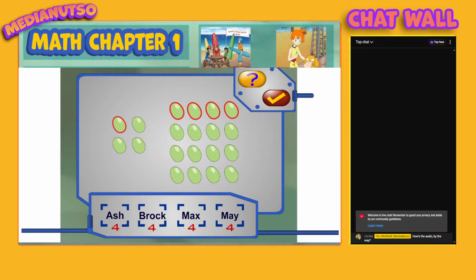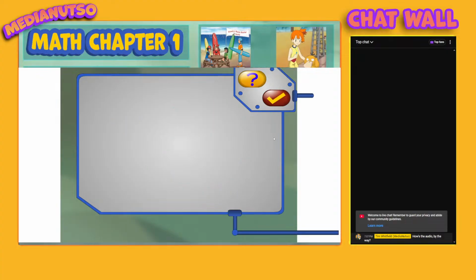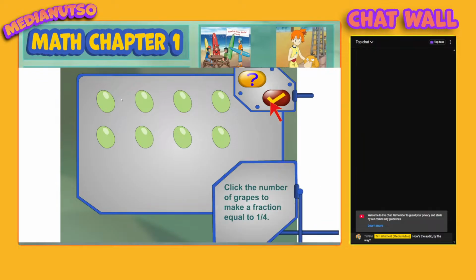If we had 4 grapes for 4 people, we would each get 1 grape. What if we had 8 grapes? Click the number of grapes that each person would get showing an equivalent fraction. Then, click the check button. For help, click the hint button.